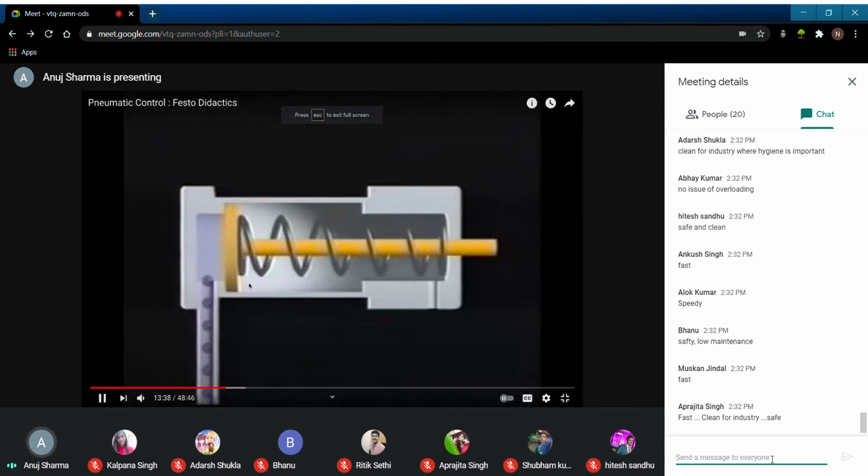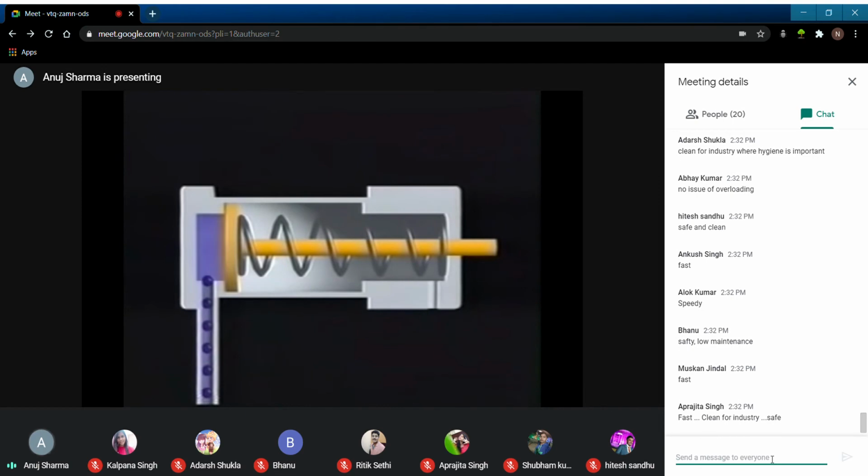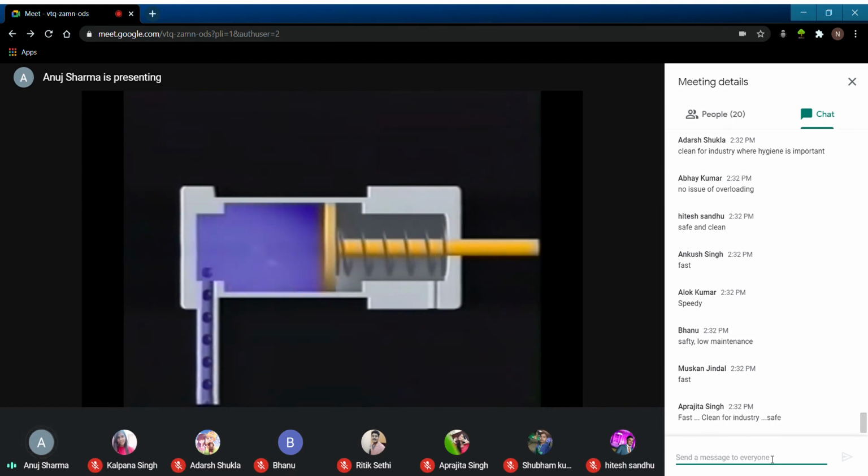Away from the inlet port, compressing the spring and extending the piston rod. When the pressure is released, the spring moves the piston back to its initial position, retracting the piston rod. The force of the spring, air pressure level, and piston area affect the work capacity of the cylinder.